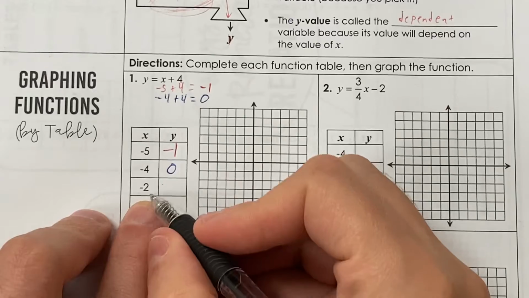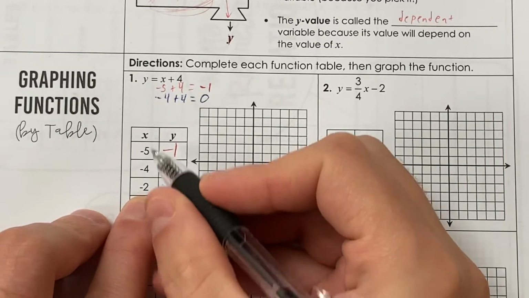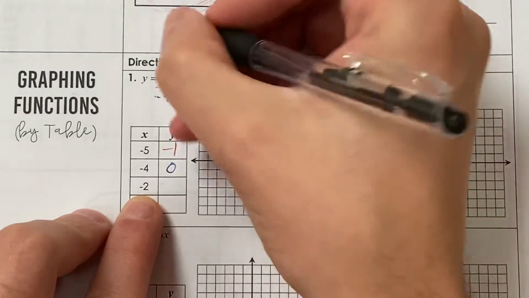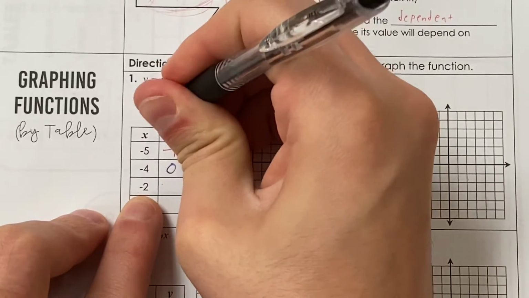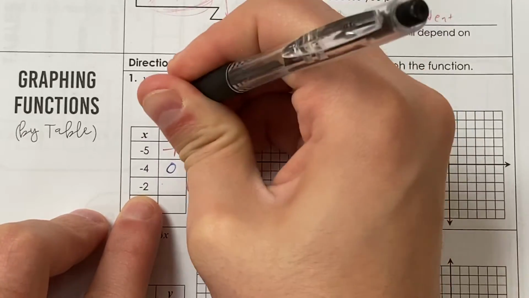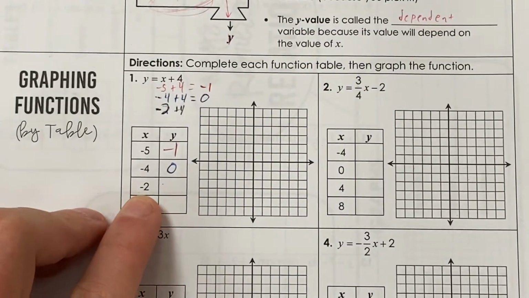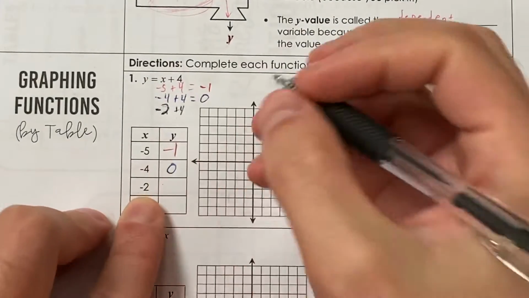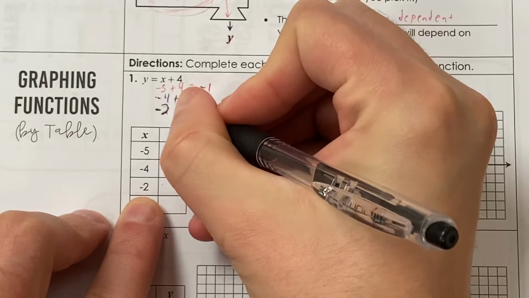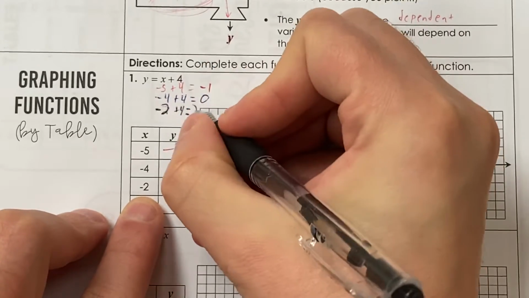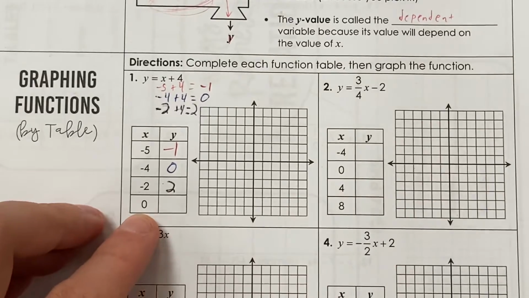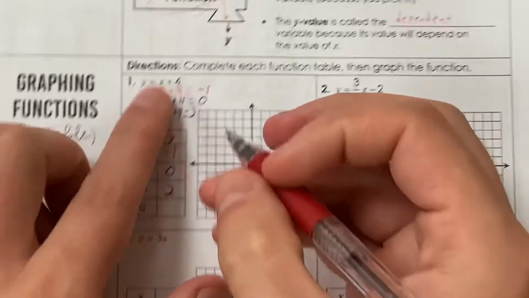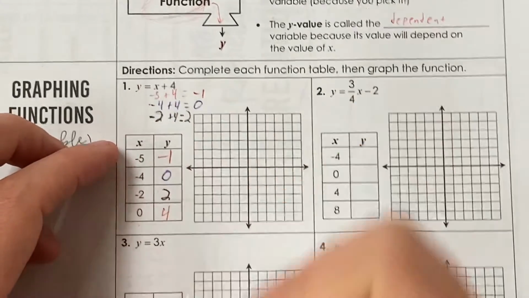And we'll do it again. This time it says -2. So x is -2. So we'll have -2 plus 4. And then what is -2 plus 4? That is a positive 2. And then finally 0. 0 plus 4 is just going to be 4.